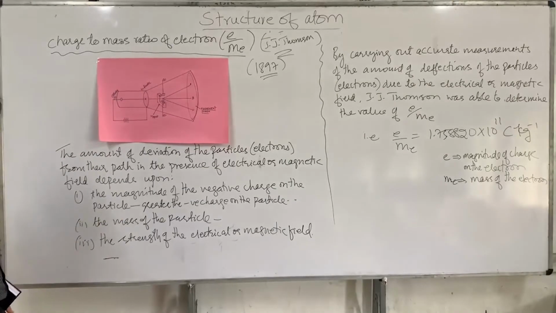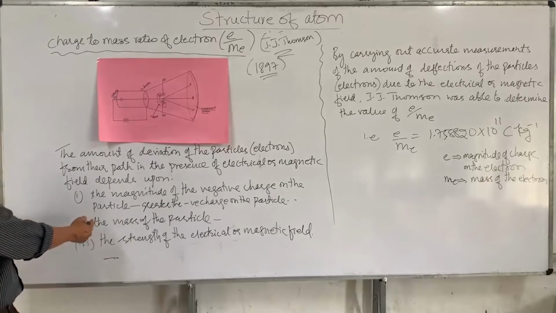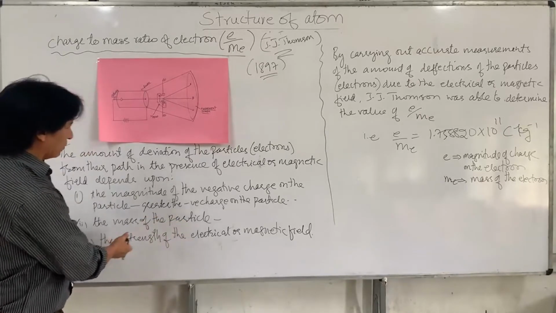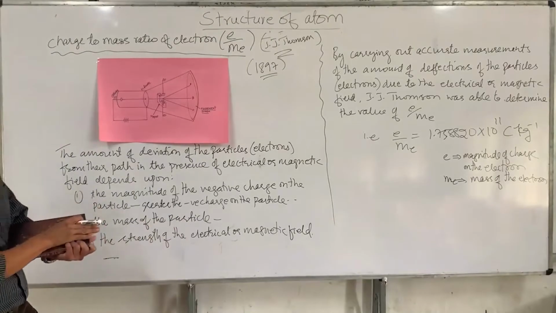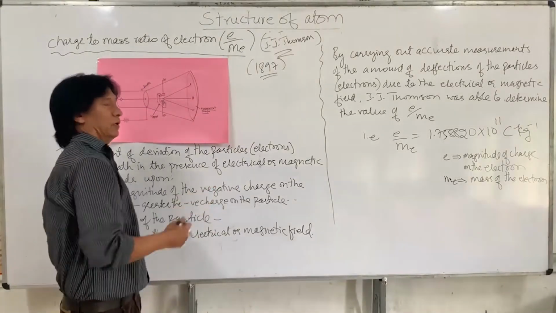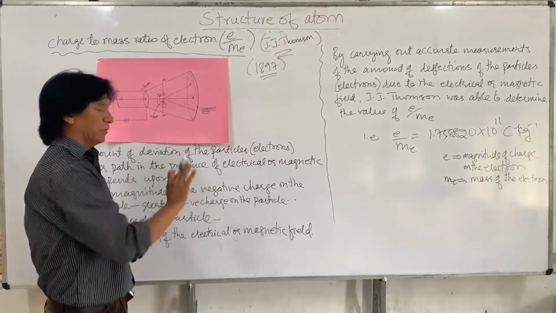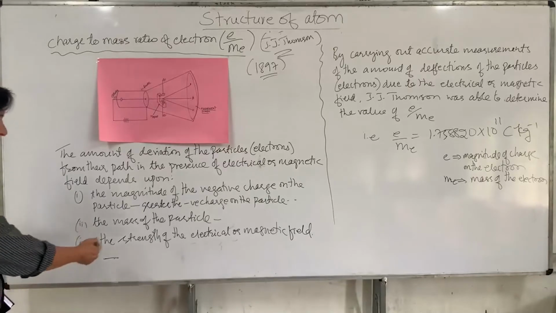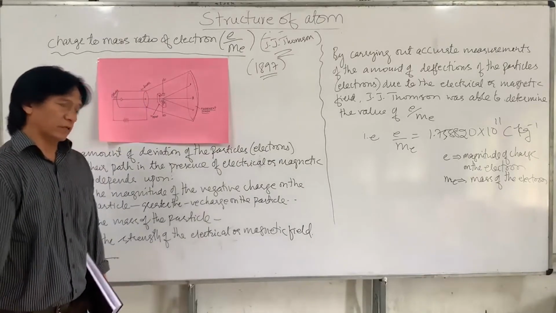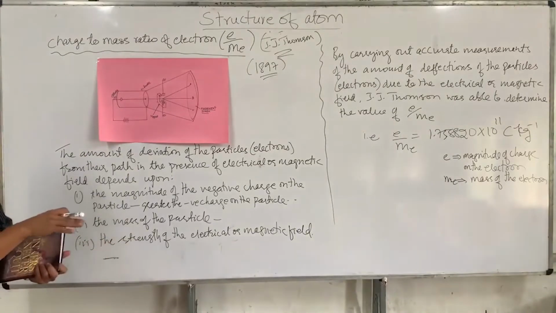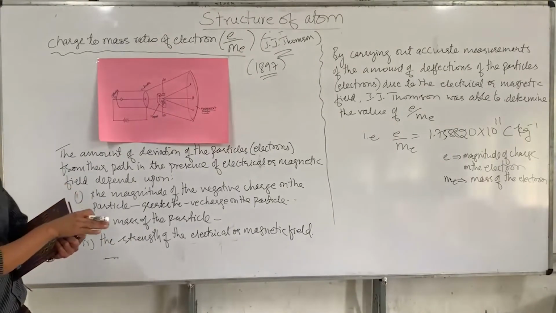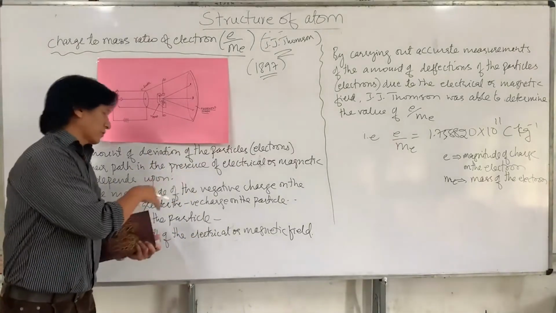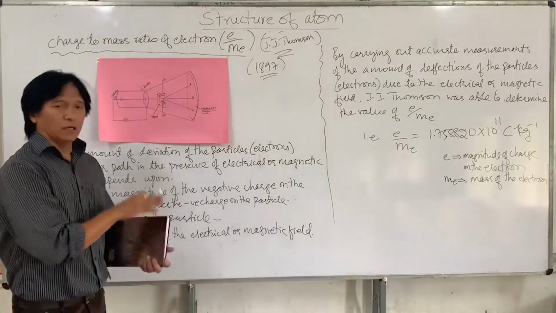The next thing it depended on was the mass of the particle. As far as the mass is concerned, the lighter the mass of the particle, again, the greater is the deflection or deviation from the original path. And the third point it depended on was the strength of the electrical or magnetic field. The greater the strength of the electrical or the magnetic field, the greater is the deflection or the deviation of these particles, or your electrons, from their original path.